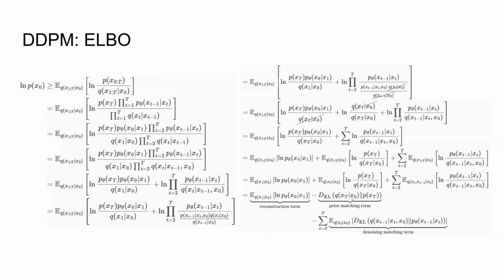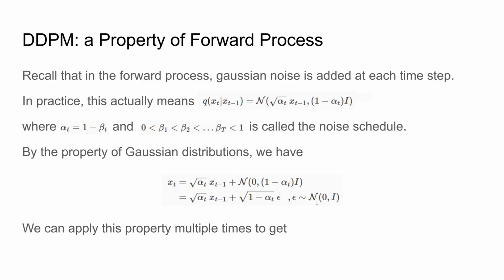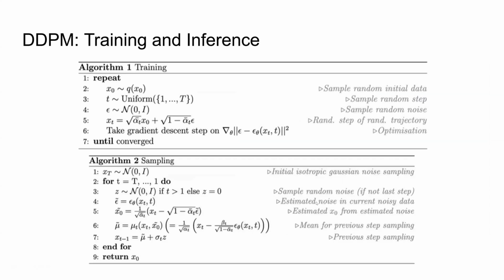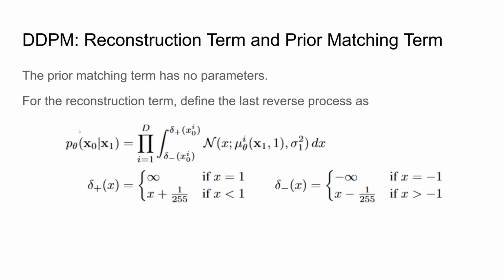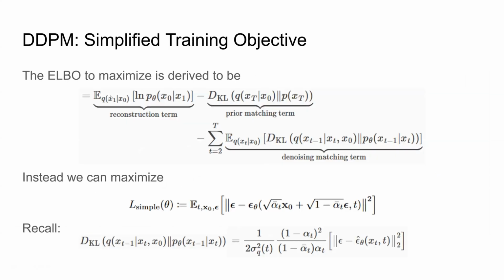QXT given x0, we can use our nice property to get it. And PXT, we know that is always random Gaussian noise, right? Because this is the last term of the forward process. So there's no variable here. And if we want to maximize this value by tuning our parameters, we can just forget about this. And for this reconstructing term, the authors have decided to use this particular distribution to adjust for the discrete image space. Just keep this in mind.